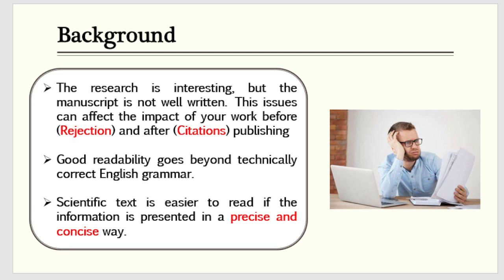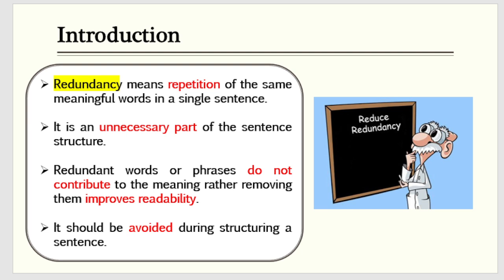But if it's published, and someone wants to read your paper and they don't understand the point, they won't cite it in their own work because they are not getting the point of what you want to do. So the main point is that you choose good readability, which is beyond technically correct English grammar. You don't need to focus so much on the English grammar. You just need to give your point in a clear way. Scientific text is easier to read if the information is presented in a precise and concise way. What is a precise and concise way? I will go a little bit into this.